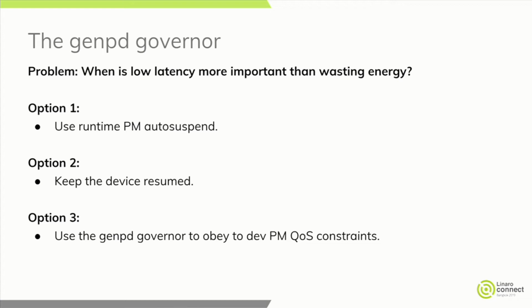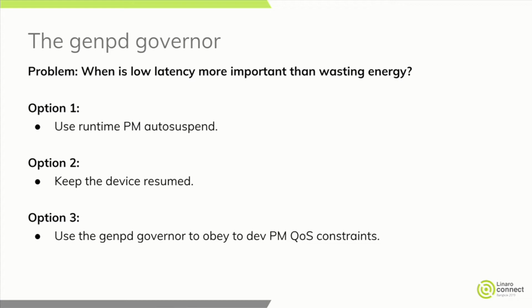But there is also a third option that's a little bit more fine-grained, more flexible. For each of these PM domains, you can attach a governor to it, and that governor monitors so-called dev PM QoS latency constraints. For each device in the system, there is a sysfs interface for user space where you can specify these latency constraints. And there are also in-kernel APIs to do this.